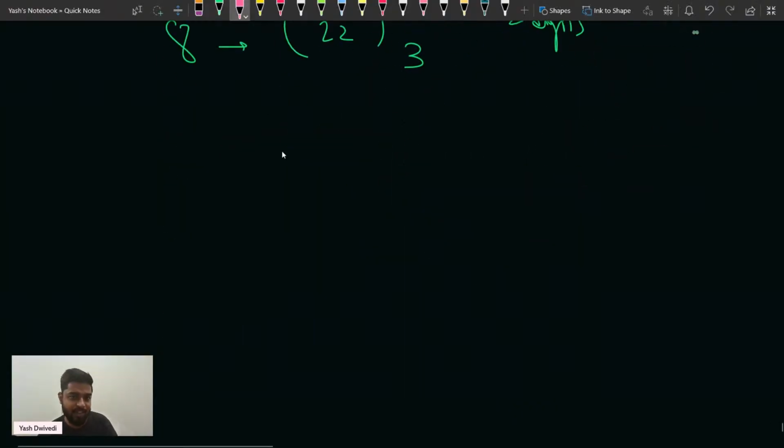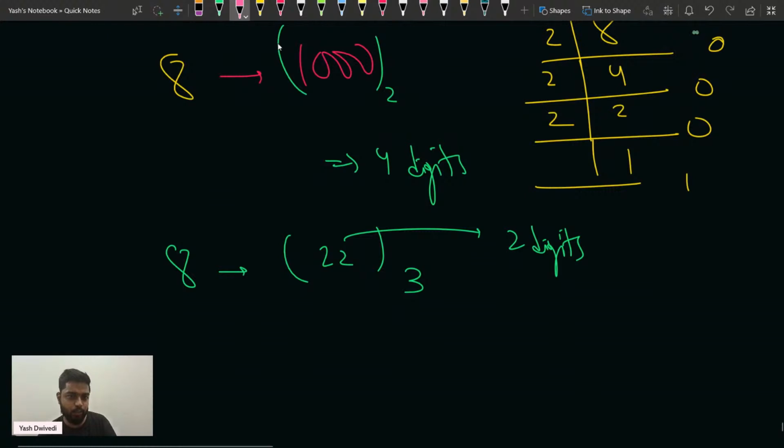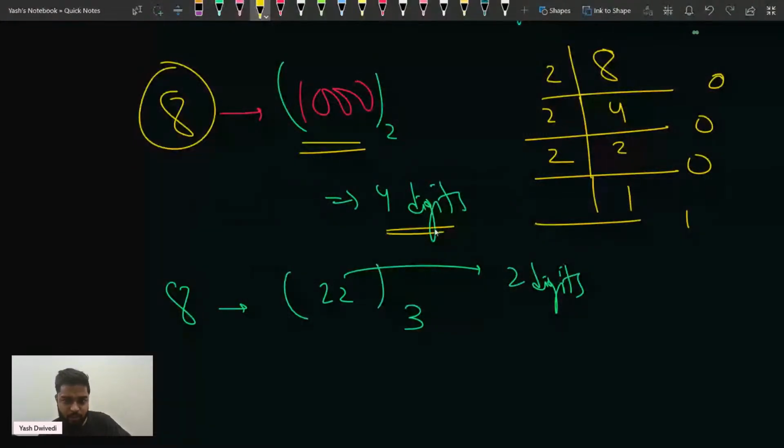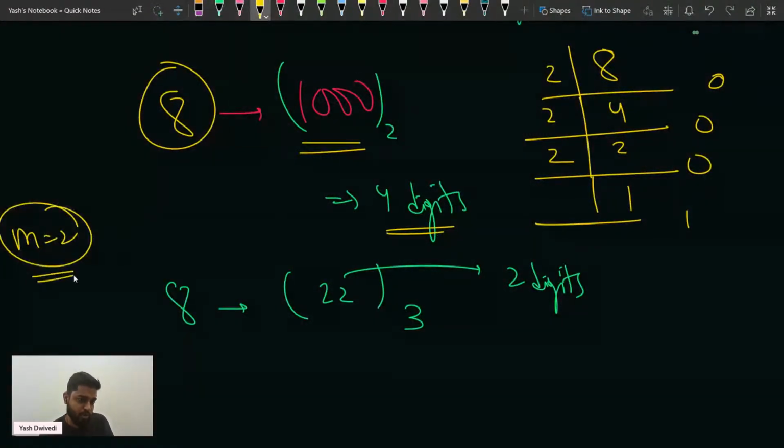See, if you have 8, you check it with base 2. You convert it into base 2 and count the number of digits. It is 4, so it is not equal to m, because they want to see if m equal to 2 is possible or not. Can you represent it in 2 digits? Now you take 8 again with base 3.